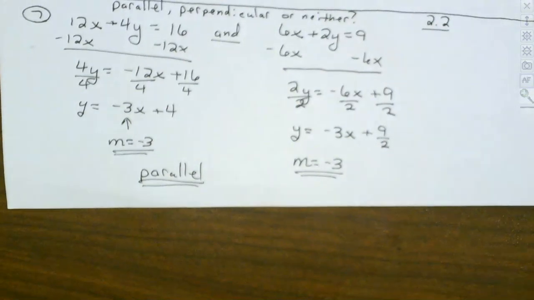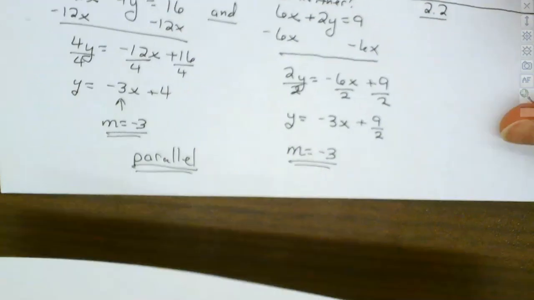Is everyone okay with that? Solve each one for y, and then we compare them. Now, parallel means they are the same. Perpendicular means they are reciprocal, so they're flipped over and opposite in signs. And neither means they are completely different. So on question 7, what I'm looking for there is parallel.